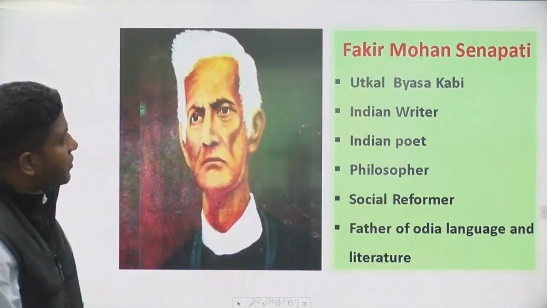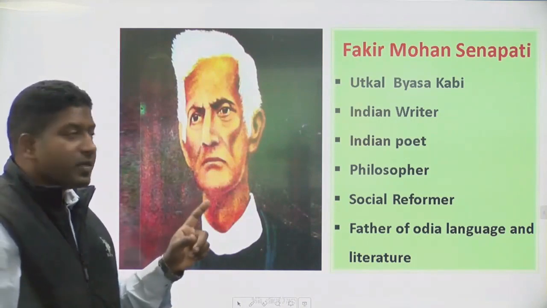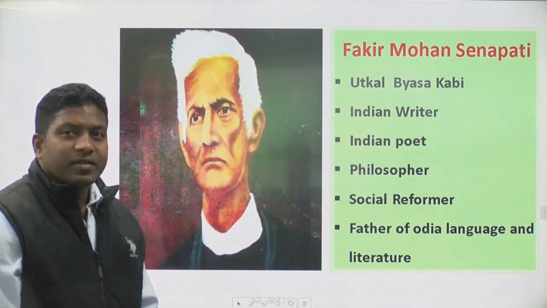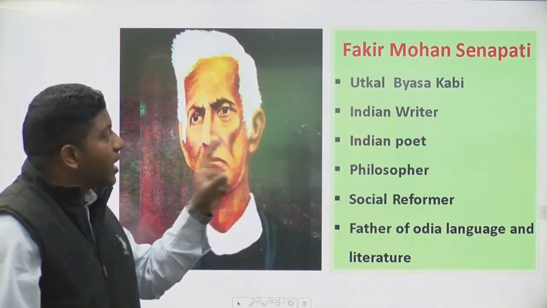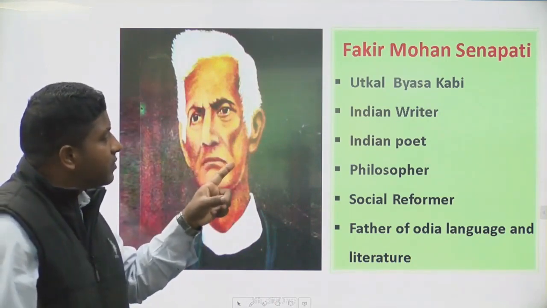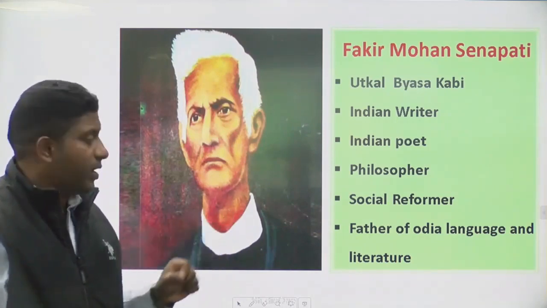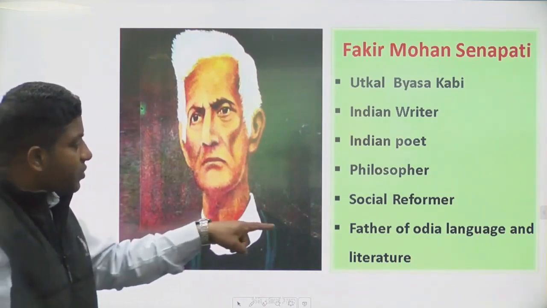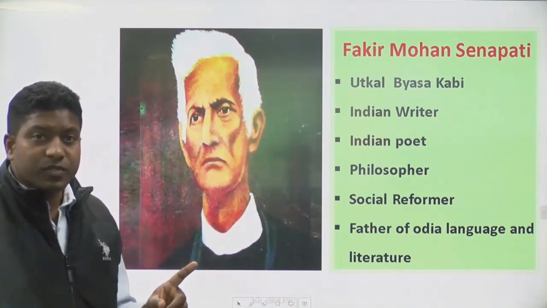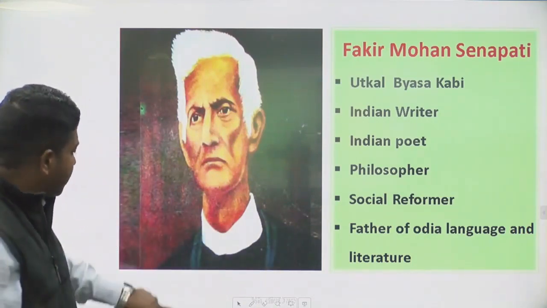Next picture, you can see the picture of Fakir Mohan Senapati. What was he? He is also known as Utkal Vyasa Kavi. He was one of the Indian writers, poets, philosophers, and social reformer. And today he is called as the father of Odia language and literature because he has lot of contribution towards Odia language and literature. Right.